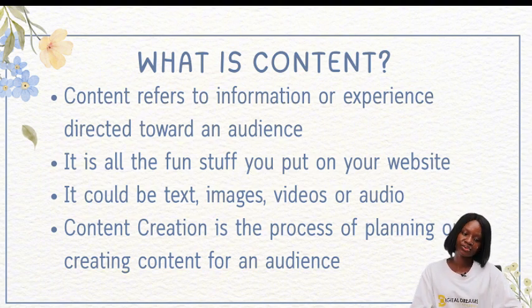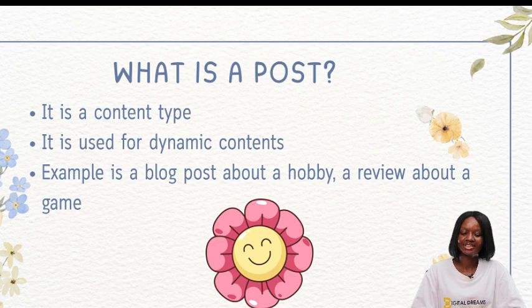Now, what is a post? A post is a content type. It's used for dynamic content, like contents that are able to change, not just static or permanent, but content that changes regularly. So an example is a blog post about a hobby. You could come back and put a new hobby. Maybe you added a hobby today, you could come back and write another hobby on your post. Then it could be a review about a game. So you could talk about a particular game you like, you just write a review about the game.